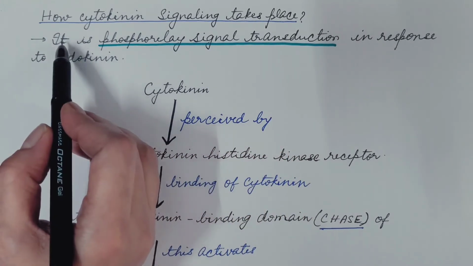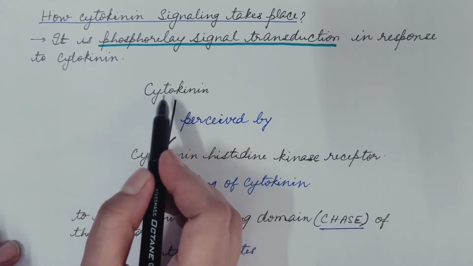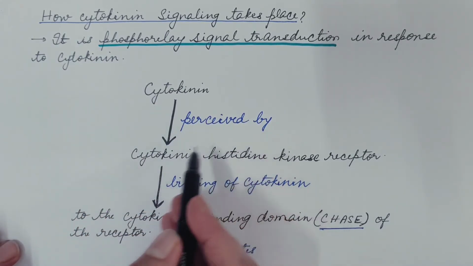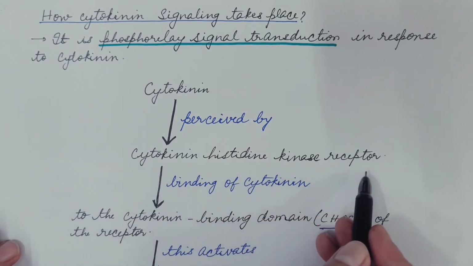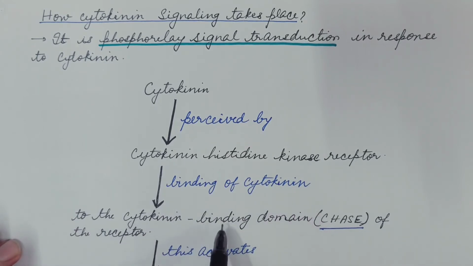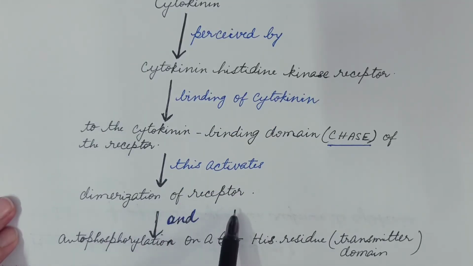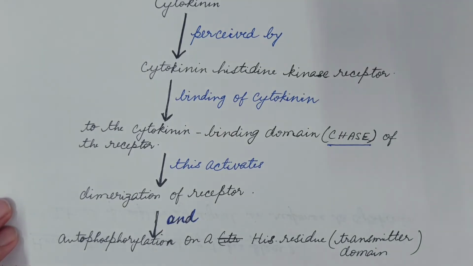As discussed earlier, it is phosphorelay signal transduction in response to cytokinin. Cytokinin is perceived by cytokinin histidine kinase receptor. Then binding of cytokinin takes place to the cytokinin binding domain, which is known as the CHASE domain of the receptor. This binding activates dimerization of receptor, and it also leads to autophosphorylation on a histidine residue present in the transmitter domain, and this phosphate group is provided by ATP.